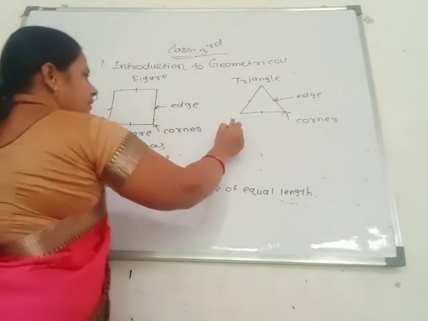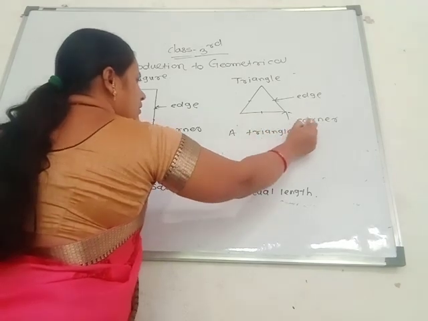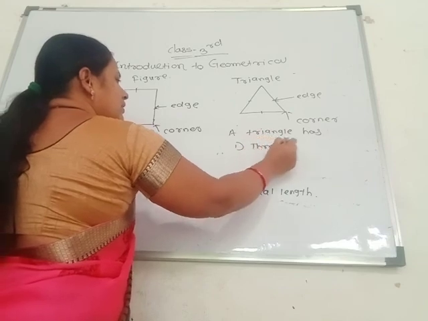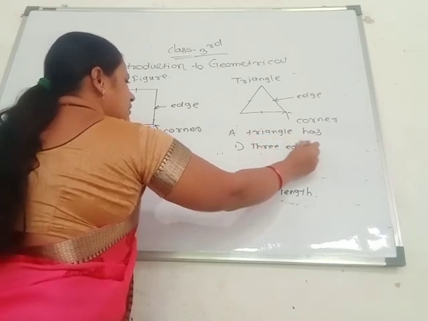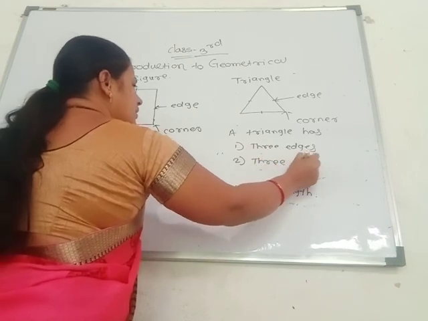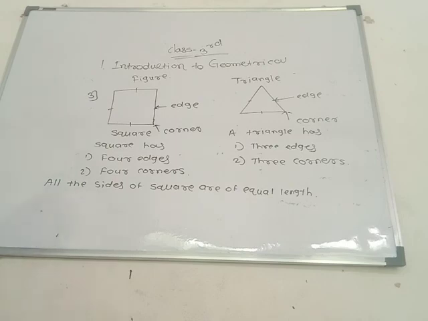Then you write here: a triangle has 3 edges and 3 corners. A triangle has 3 edges and 3 corners.